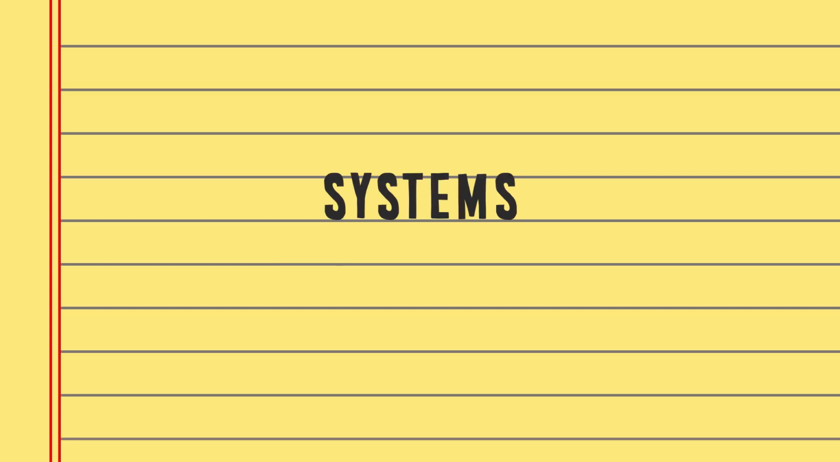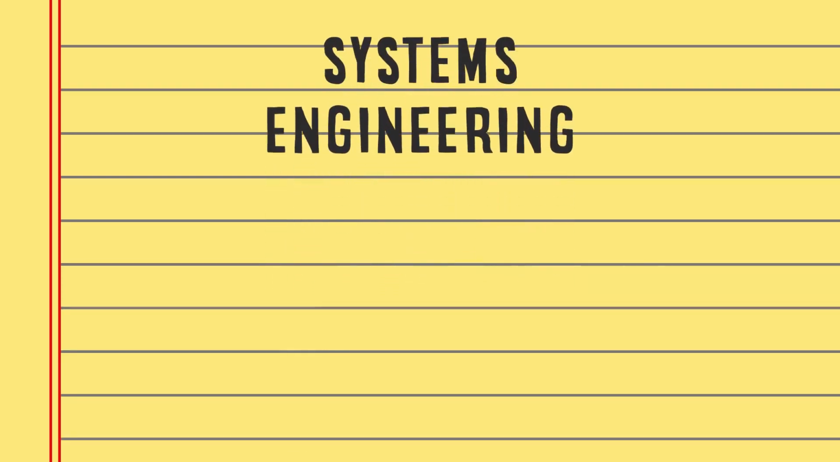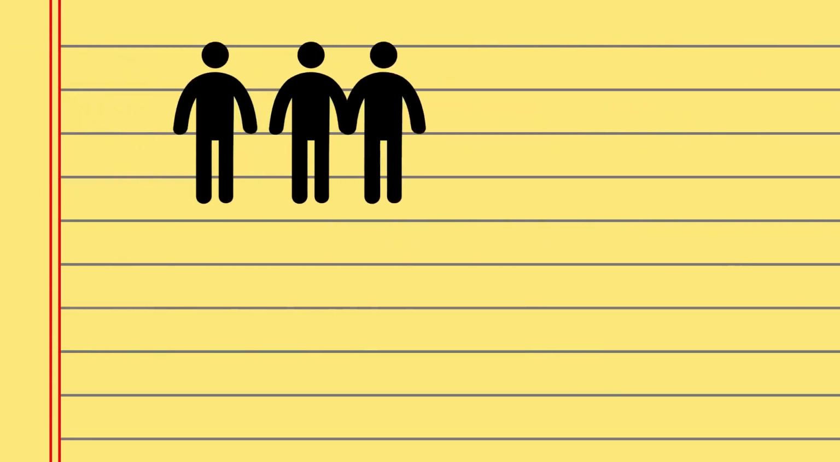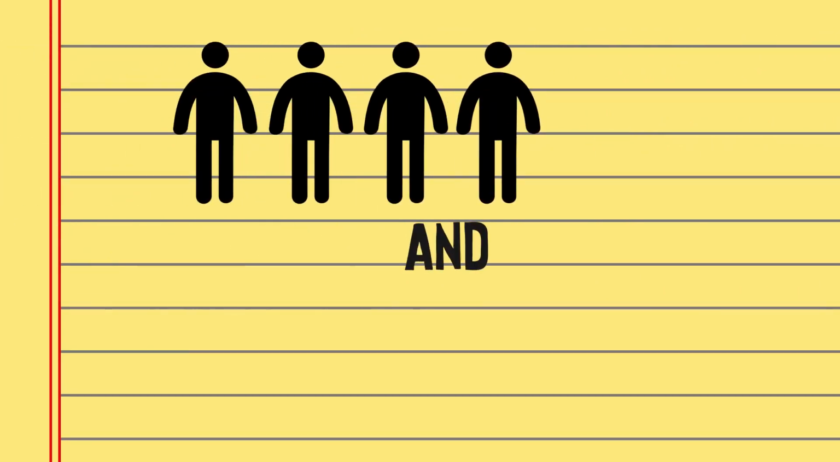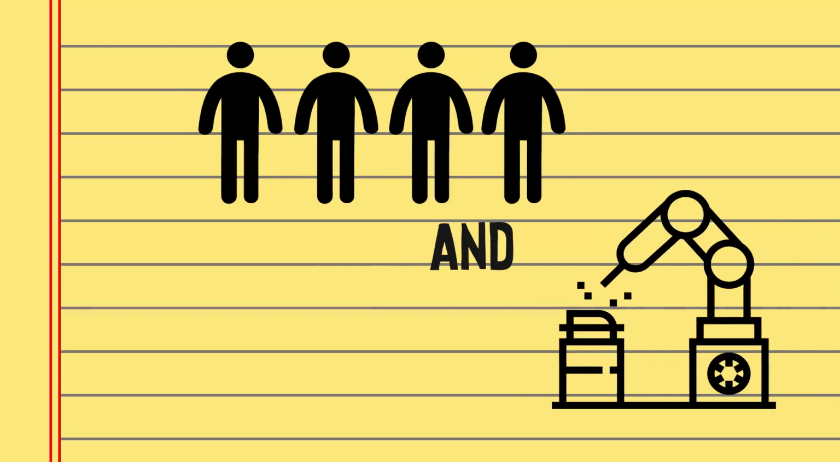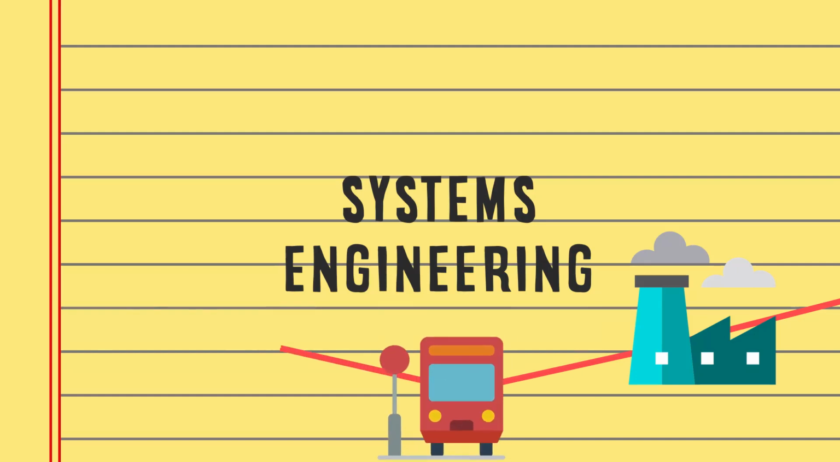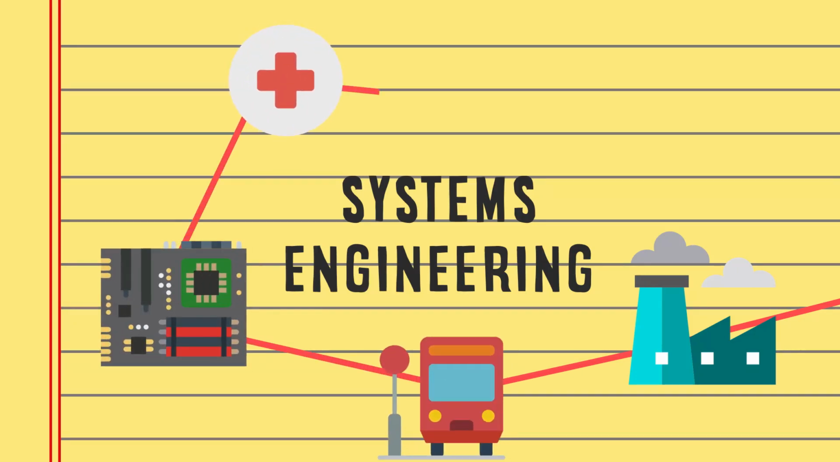First, we have systems engineering, a coursework that focuses on the analysis and design of complex systems which facilitate harmonious interaction between humans and machines. Systems engineering finds its application in diverse fields such as manufacturing, transportation, technology, healthcare, and aerospace.